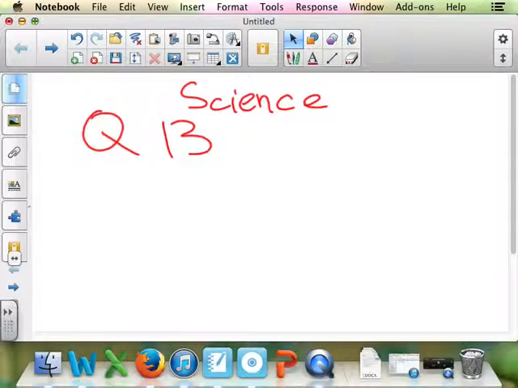A, salt conducts electricity in water. B, salt dissolves in water. C, salt lowers the freezing point of water. Or D, salt adds flavor to the ice cream mixture.